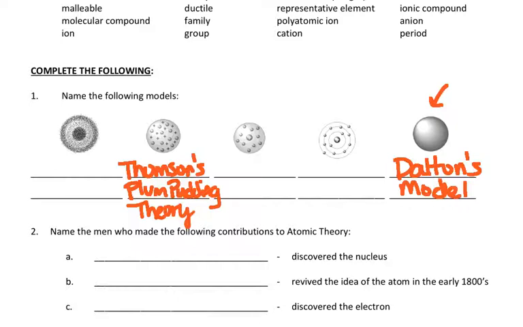After that, Rutherford performed his gold foil experiment and discovered that it's not just positives and negatives scattered all about, but you have a positive center, a nucleus, and the electrons are spread around that. So then we have Rutherford's model.